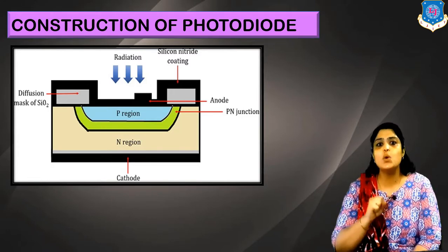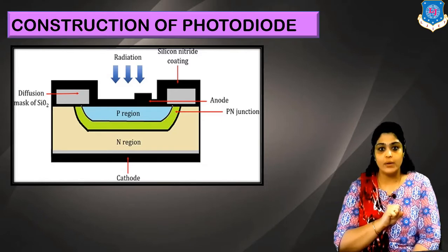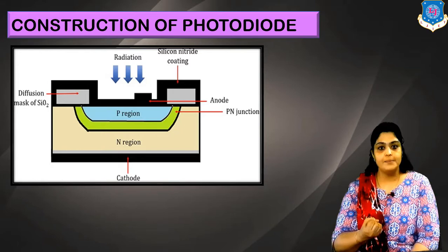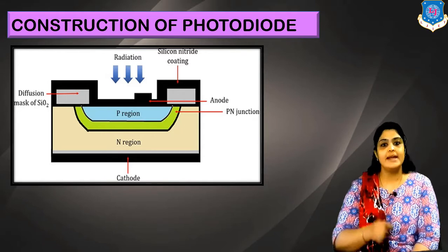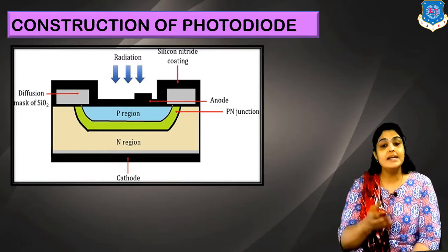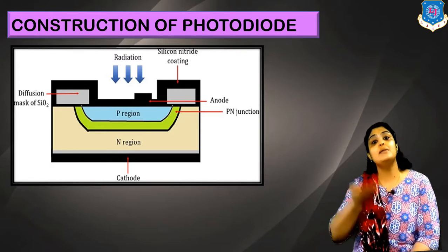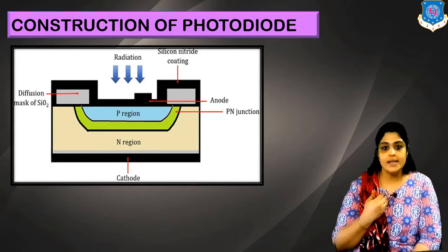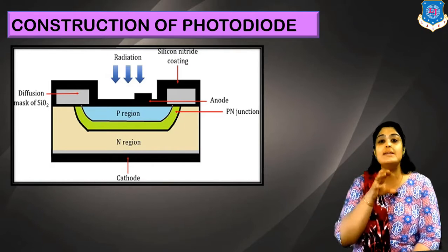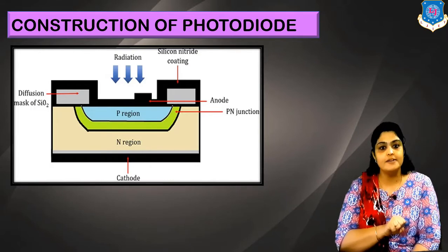Now, why is this coating required in the case of a photodiode? See, a photodiode is designed to absorb light. And we all know the property of light. Suppose light is incident on a particular surface, there is a possibility that some of the light is reflected back. So if I say the light reflected back is, say, 40%, then only 60% of the light can be absorbed by the device.